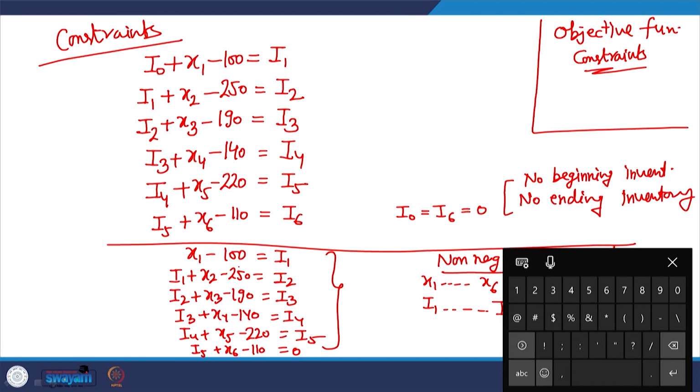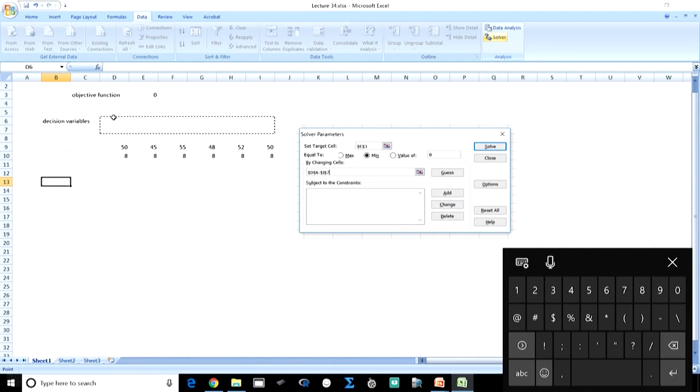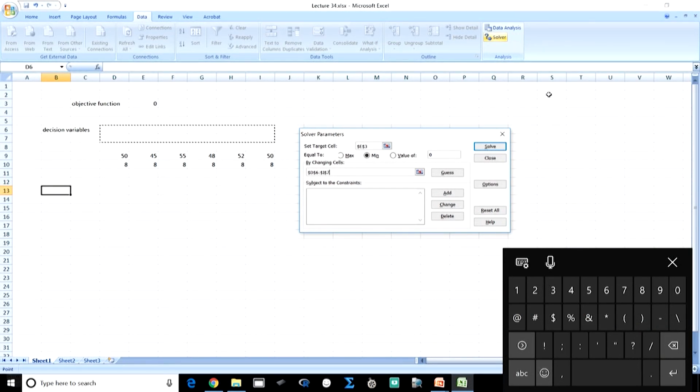Now, one of the constraints, if you remember, was x1 minus 100 equals I1. This is one constraint: x1 minus 100 equals I1. So, let us see how to put that. X1 is the number of units you are going to produce in period 1, and that is being determined as D6. D6 is the number of units which we are producing in period 1, and that is to be kept in the D6 cell here.